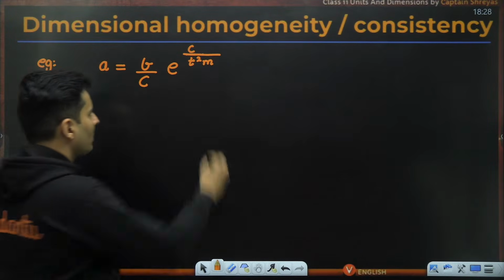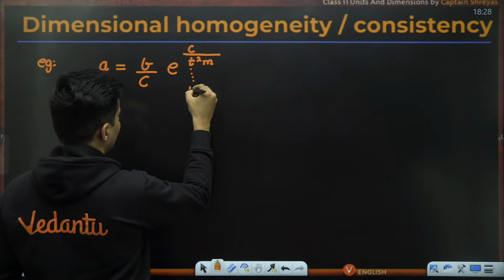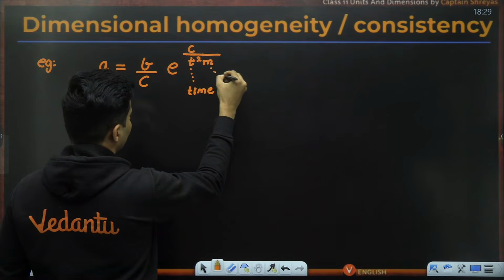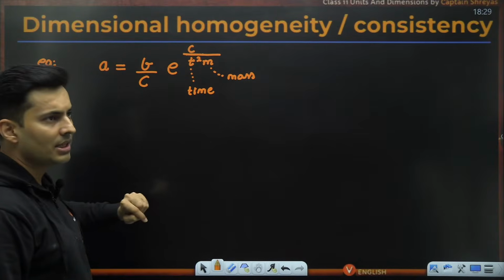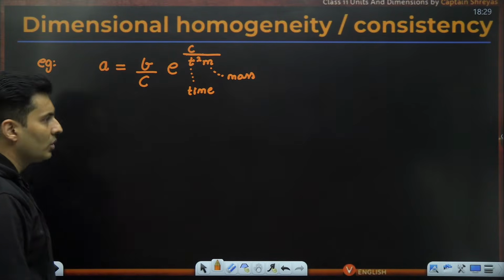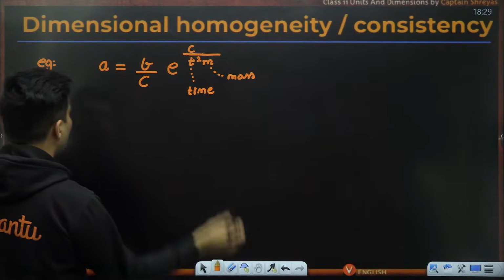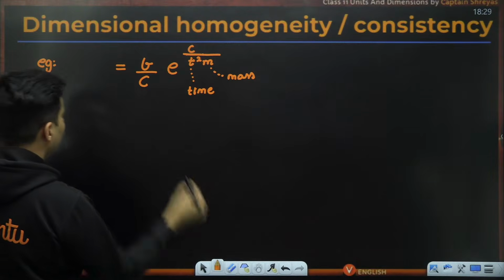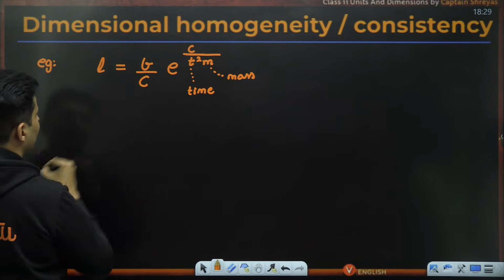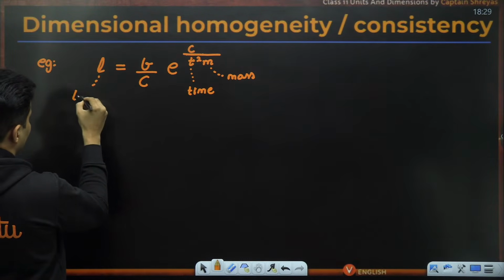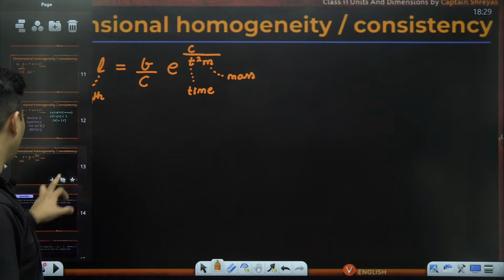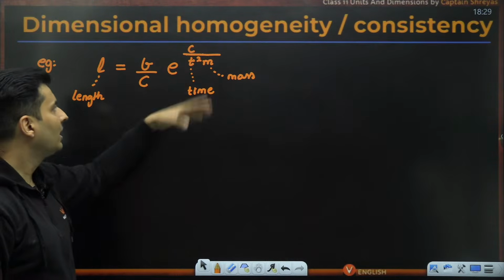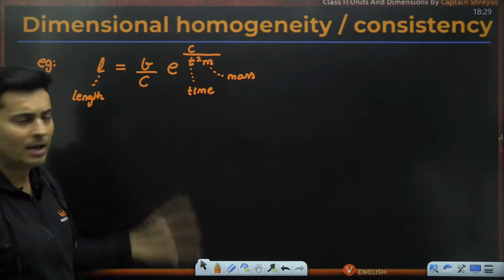T over here is basically time. This M over here is basically mass. Can we figure out the dimension of C? And if it is already told to me that over here, let's say for example, this is length, can you also figure out the dimension of B? And from this also figure out the dimension of C?